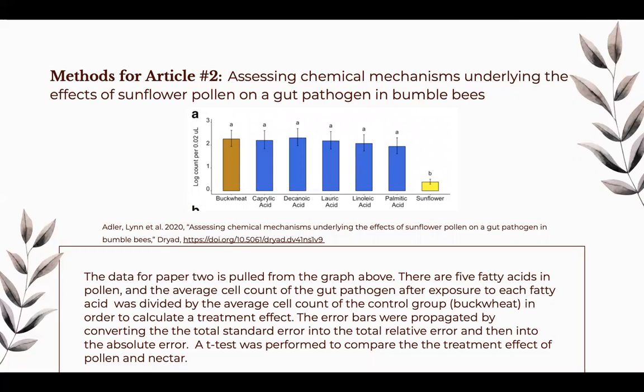And then I did the error propagation the same way. I converted the total standard error into the total relative error and then into the absolute error. By the end of this, a t-test was performed to compare the treatment effect of both pollen and nectar and to see if there was any significance. And there wasn't, because I ended up getting a p-value of 0.56.